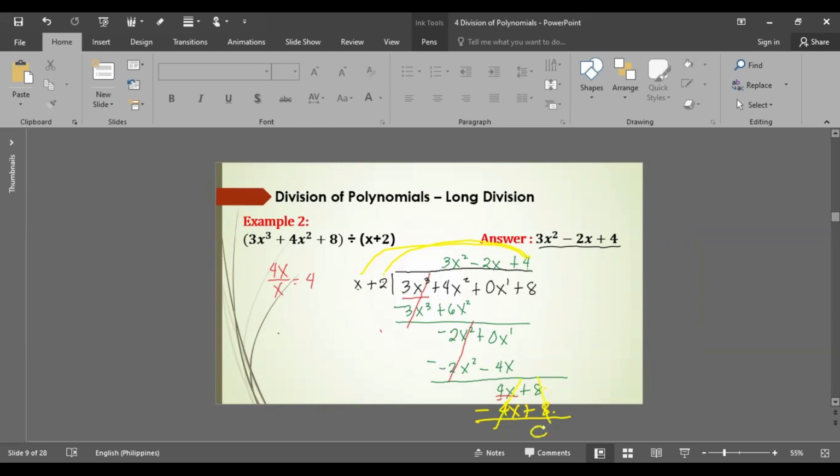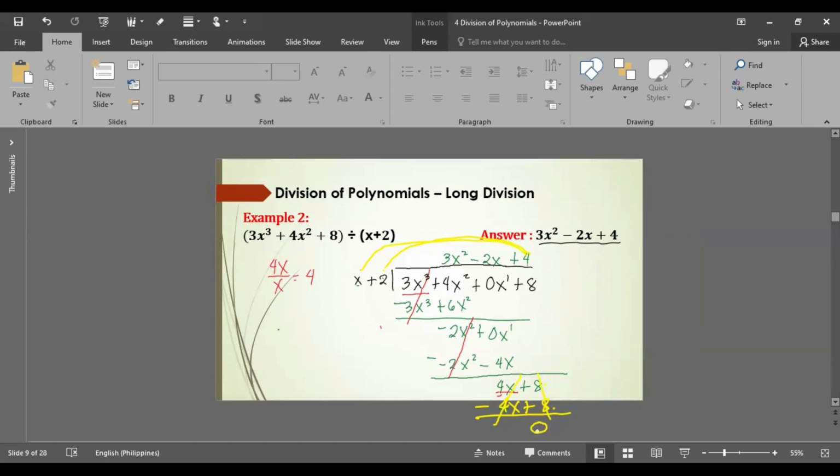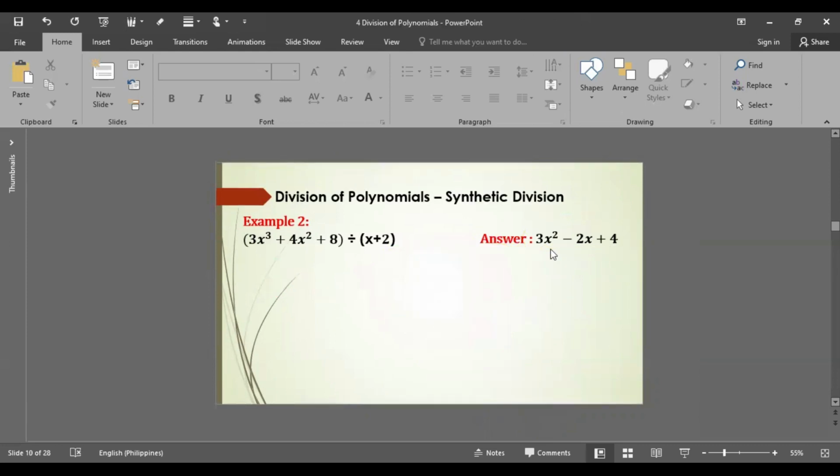So, walang matitira, class. Wala talaga siyang remainder. So, tama yung nakuha natin nung ginamitan natin ng remainder theorem. So, the quotient here, class, is 3x squared minus 2x plus 4. Now, let us try to use the synthetic division. So, dapat parehas na sagot yung makukuha natin.